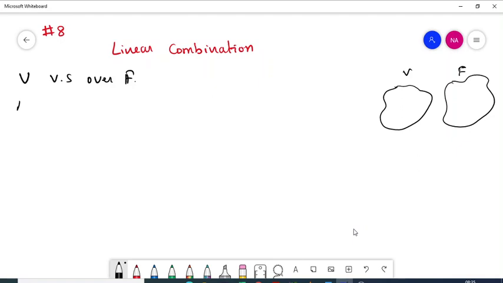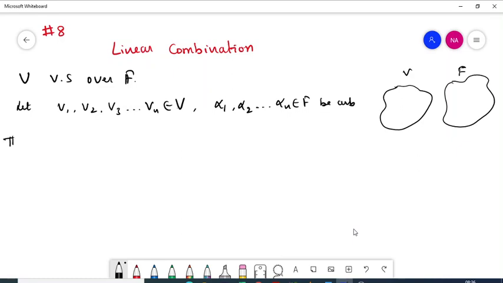Let V1, V2, V3 and so on Vn belong to V. So I am taking n number of vectors, and similarly alpha 1, alpha 2 and so on alpha n belong to F. They are arbitrary. There is no particular condition to choose these elements. You can take them in any order.